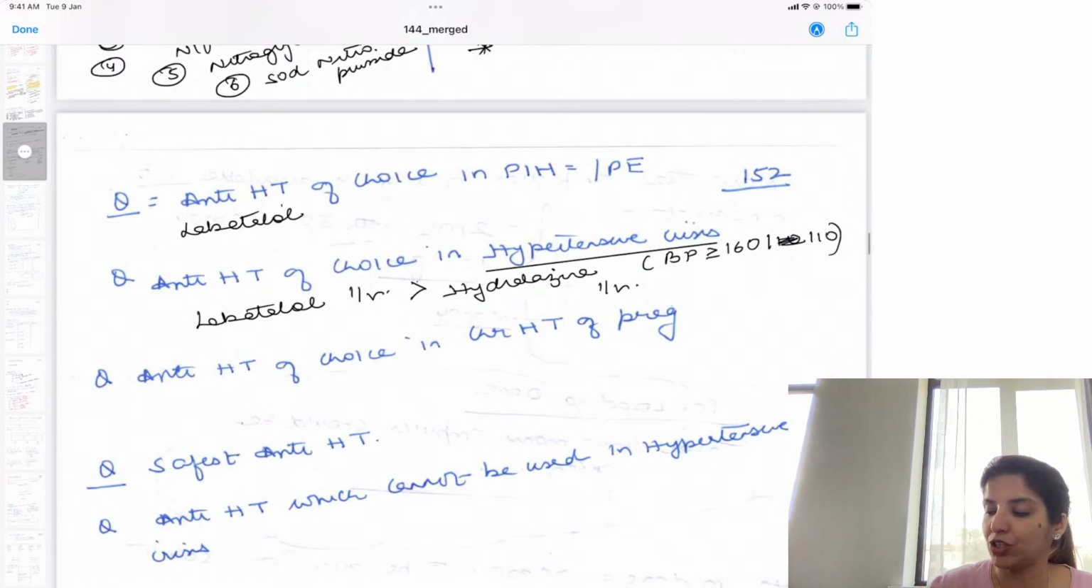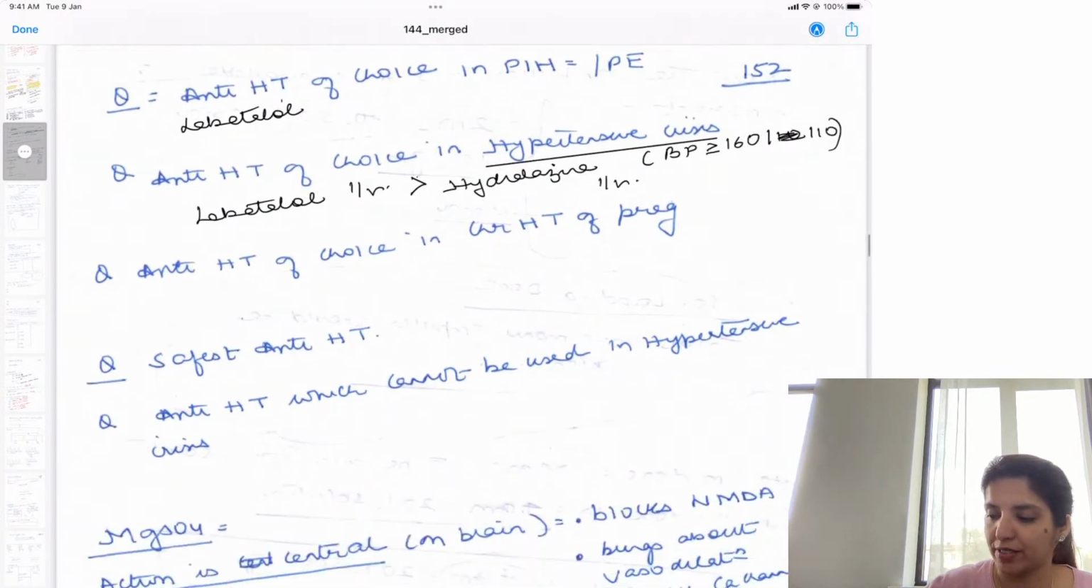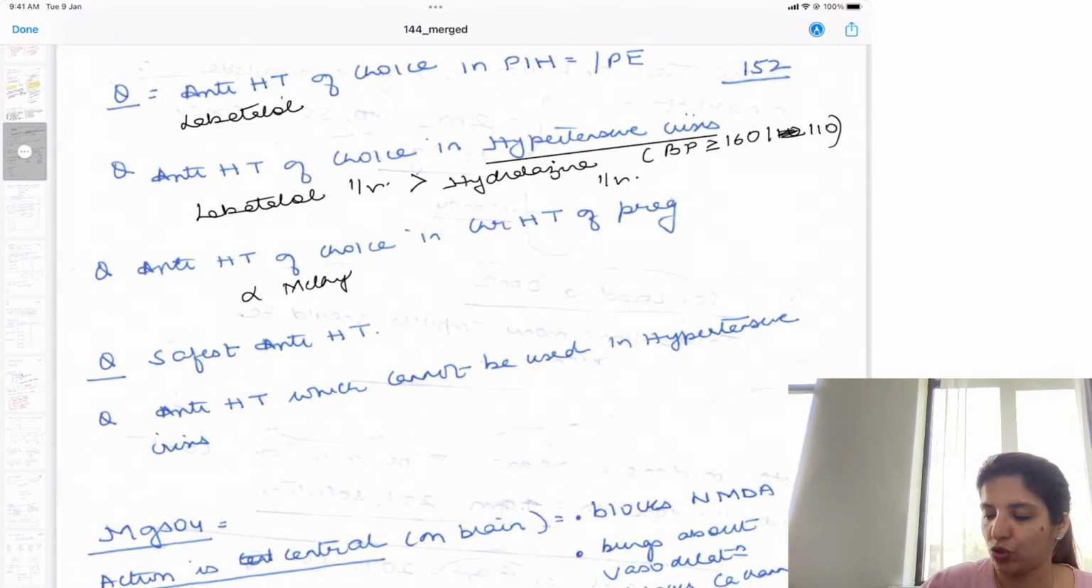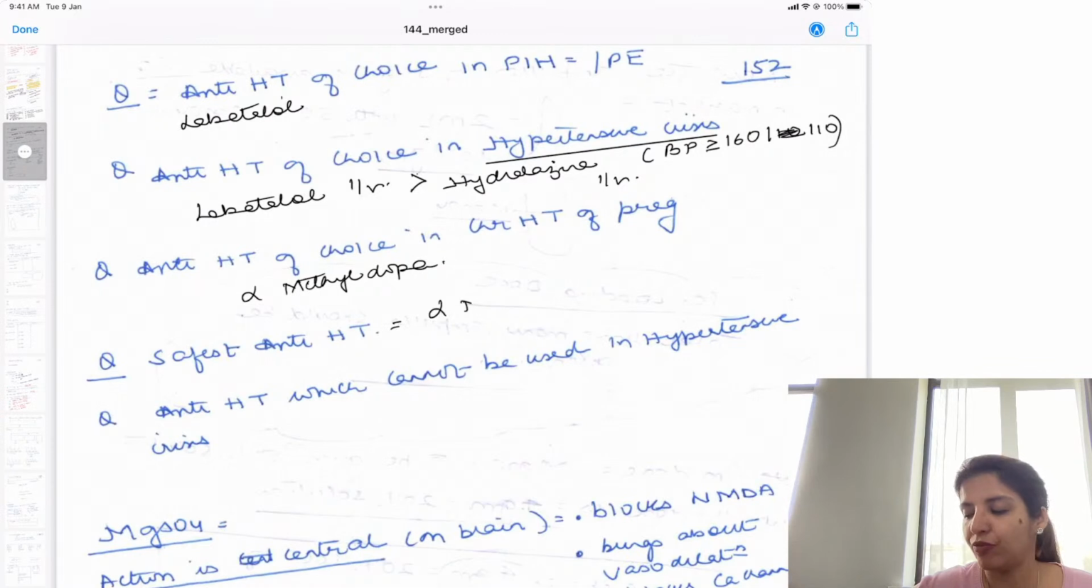What is the antihypertensive of choice in chronic hypertension in pregnancy? In chronic hypertension in pregnancy, now they say the antihypertensive of choice is alpha methyldopa. Earlier it was labetalol for chronic hypertension in pregnancy. Now it is alpha methyldopa. If they ask you which is the safest antihypertensive, alpha methyldopa. Right?